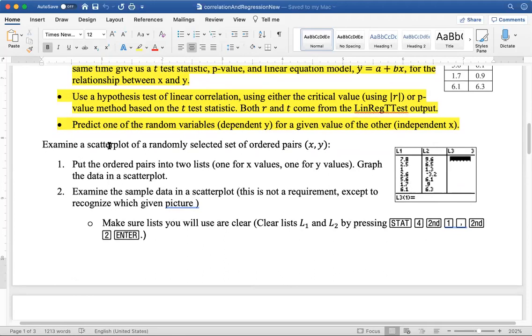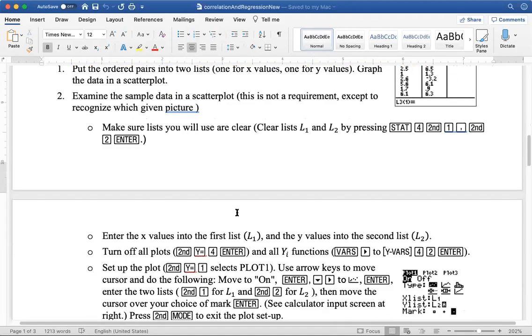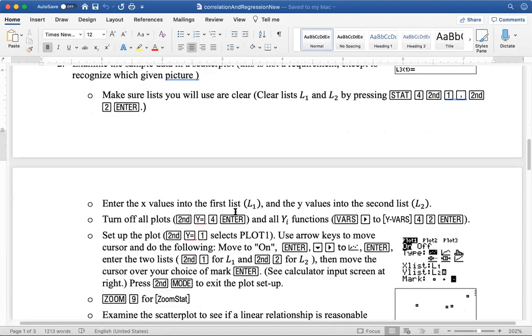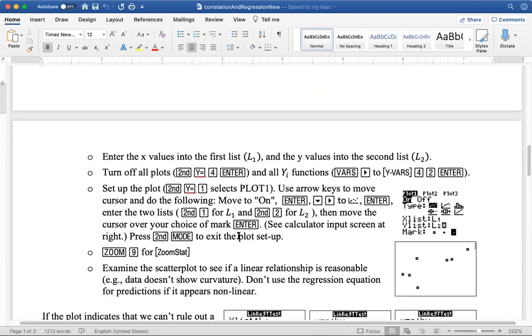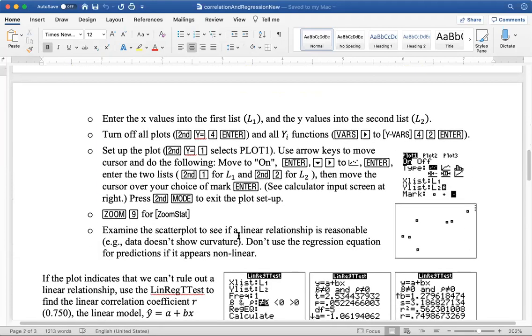So scatter plot, how do we do it? We put the ordered pairs into the lists, okay? And we're going to examine the data. All right, so we make sure we clear the lists if they need to be cleared. We enter the X's into L1, the Y's into L2. In some cases, we may have to turn other things off because when we do the scatter plot, it's basically graphing, and anything else that is turned on for graphing would have to be turned off.